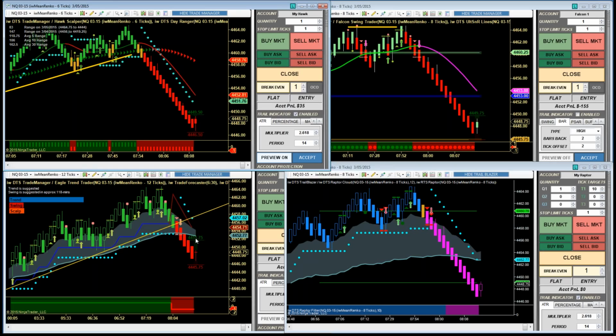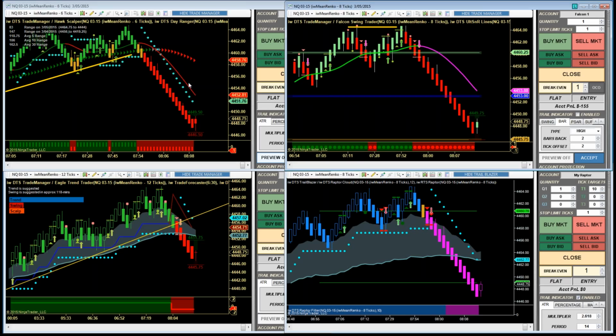Should also get a possible trend change signal here on the eagle, as well as the falcon, and the raptor for that matter. But yeah, that's rare. That is rare. I've only seen that happen a couple of times, that none of the birds will give you a signal. Now, of course, you can always use your own judgment also. We did see the market falling apart.